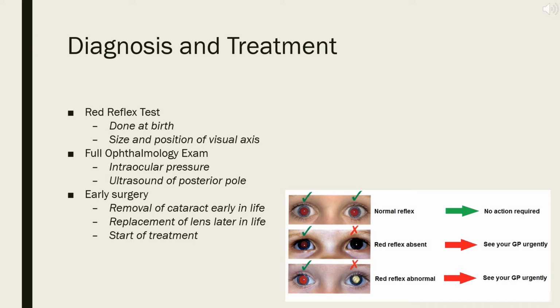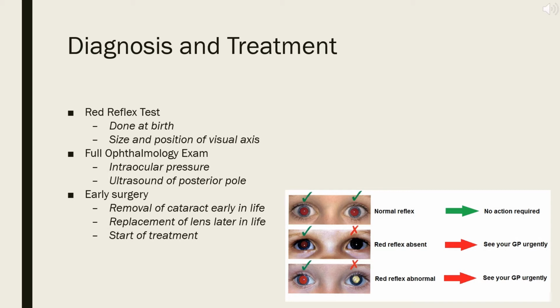To diagnose childhood cataracts, the red reflex test can be done at birth. This is an exam that measures the size and position of the visual axis. A full ophthalmology exam is also needed to diagnose childhood cataracts. This involves measuring the intraocular pressure of the eye and also an ultrasound of the posterior pole.